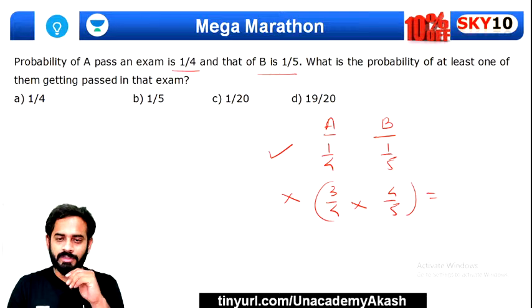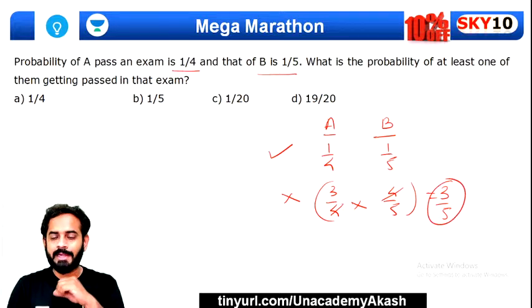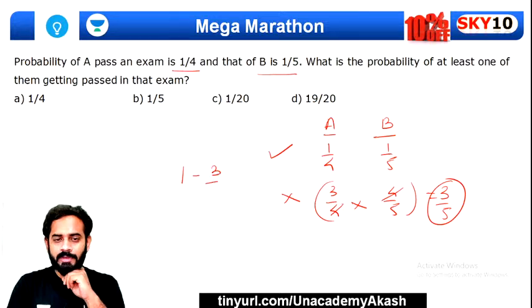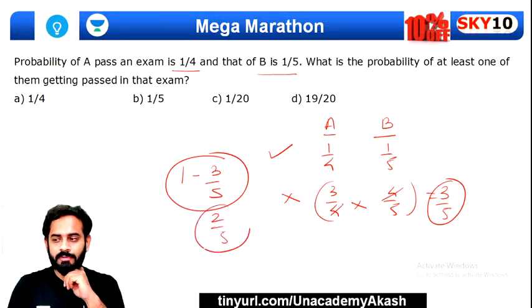The answer is not given in the question. So 4 gets cancelled, 3 by 5. 3 by 5 is the probability that both of them failed, but we don't want this probability. So 1 minus 3 by 5, this is the answer. It is 2 by 5. I hope you understood this.